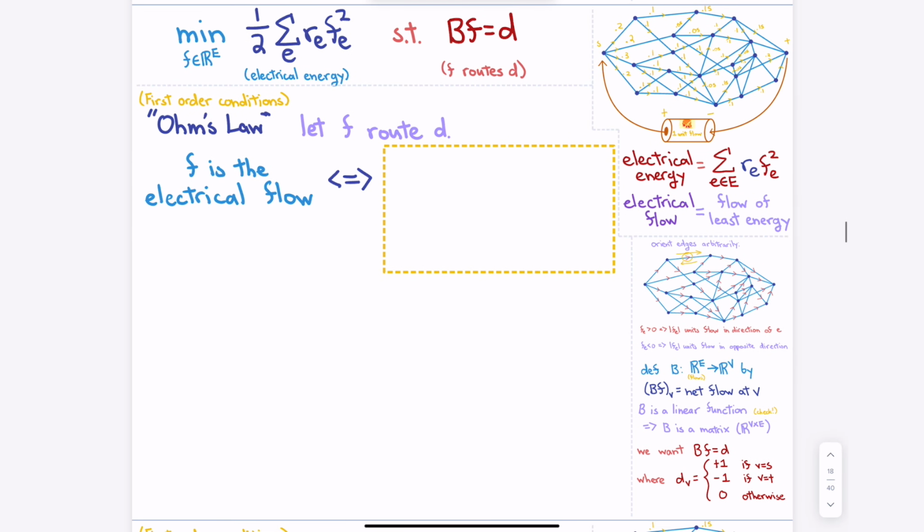Okay, so what we're going to do is look at what it means to be the optimum solution. We're going to pull out something called Ohm's law. Which I otherwise don't really know what it means. I just know the math. So maybe somebody here knows. F is the electrical flow, so it solves this optimization problem. So assume F already routes D. I'm just worried about minimizing the electrical energy at this point. So F is the optimum flow or electrical flow if and only if, does anyone know?